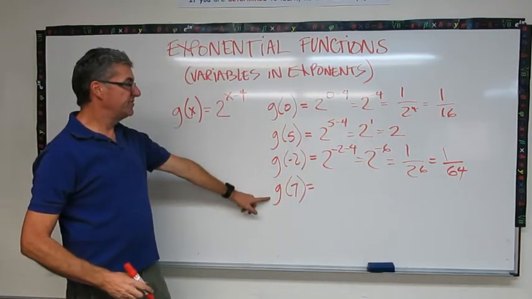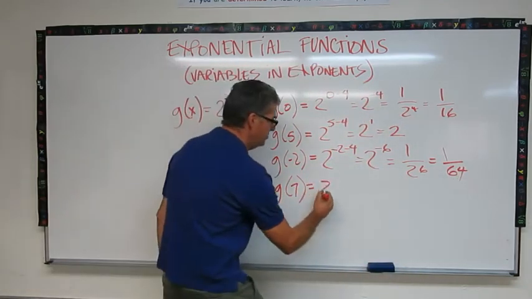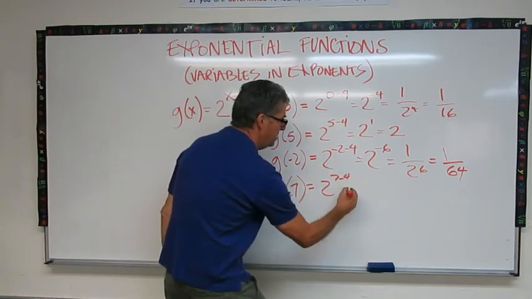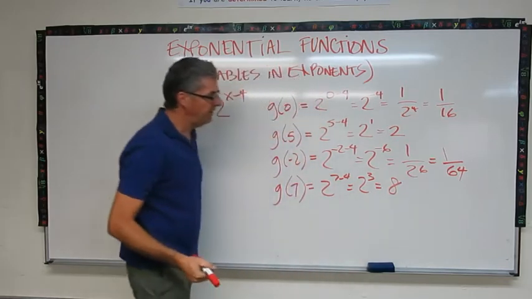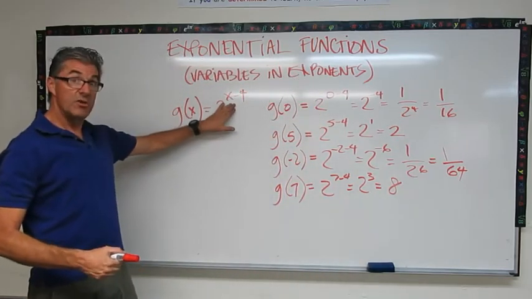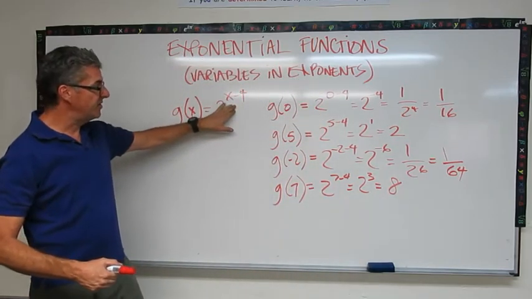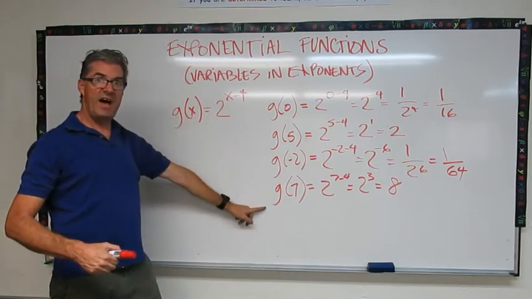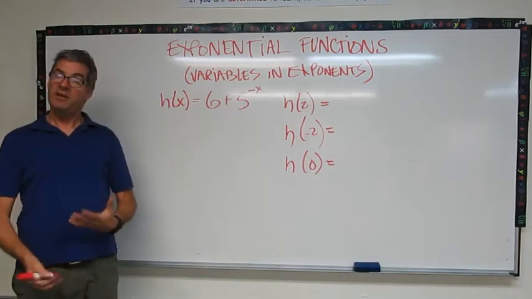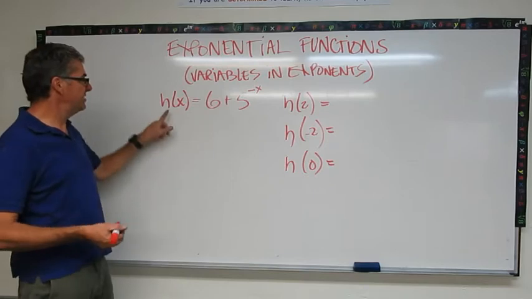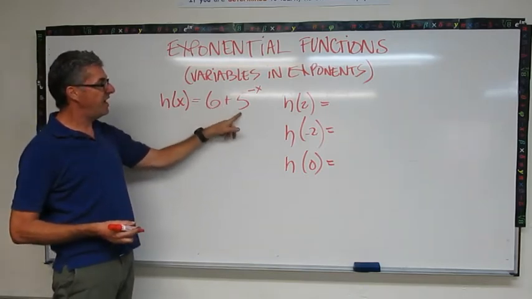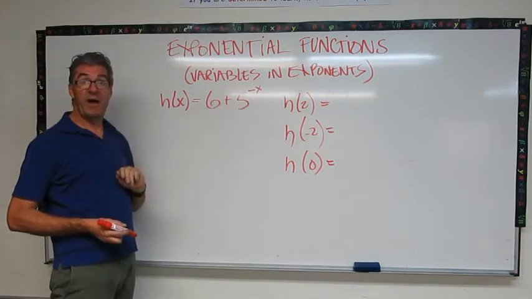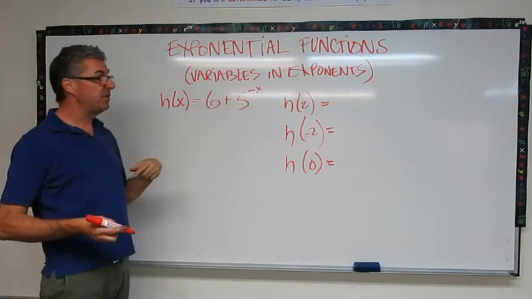How about g of 7? That's going to be 2 to the 7 minus 4, which is 2 to the 3, which is 8. Okay? So that's a basic, although slightly more complicated exponential function, and we're just finding our values. Okay, now let's do a different function. This time we're calling it h of x, and this is going to be 6 plus 5 to the negative x power. Okay?